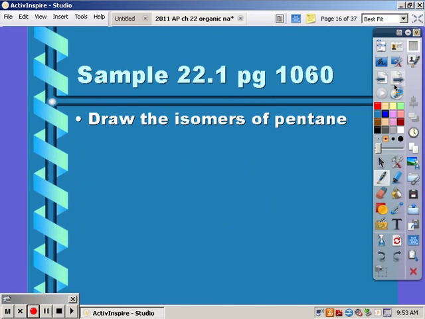So go ahead and draw isomers of pentane. Remember to name them so you know that they're a different compound. I'm going to give you the first isomer of pentane, which is simply pentane. Pause the video and draw the other 2 of them and name them.